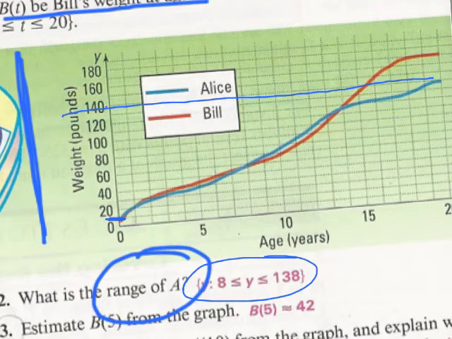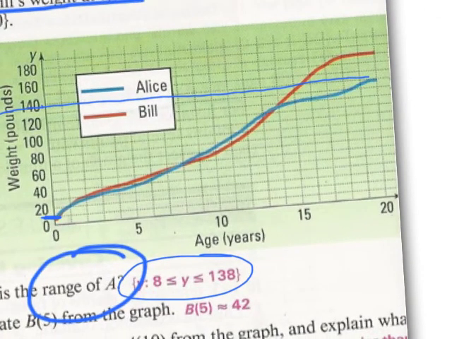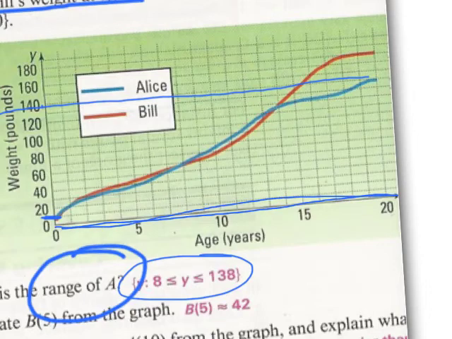I'm not going to get super picky about reading these graphs, but the range again is asking for the y values. Had I asked you for the domain shown on this graph, the domain would be, it looks like, from 0 to 20, because the domain is the x values, so I would say this covers x values from 0 to 20.